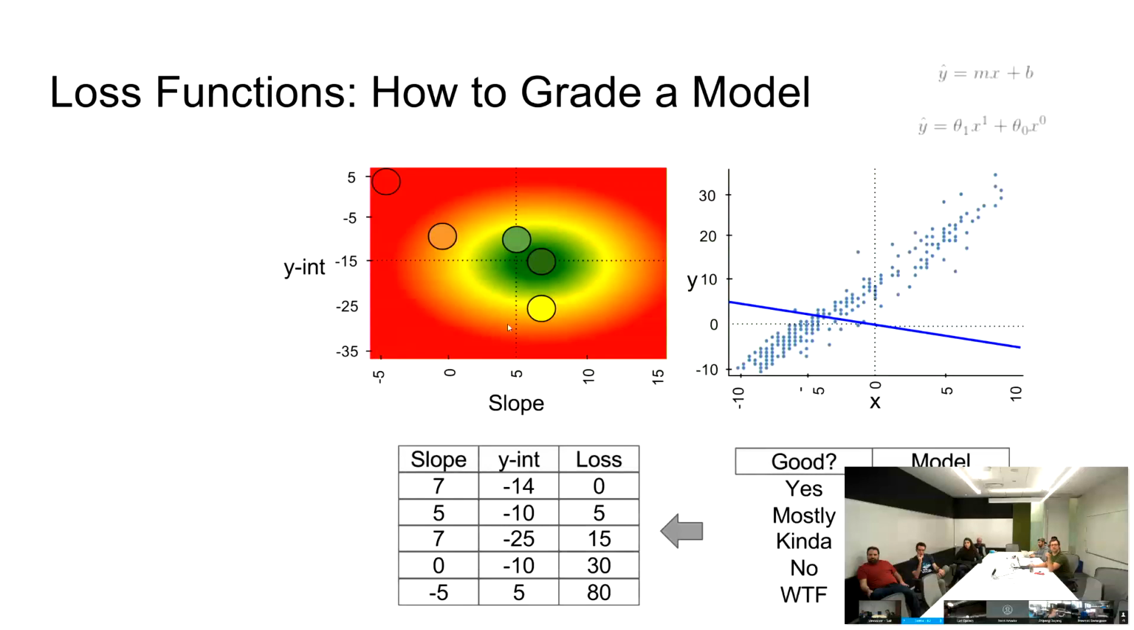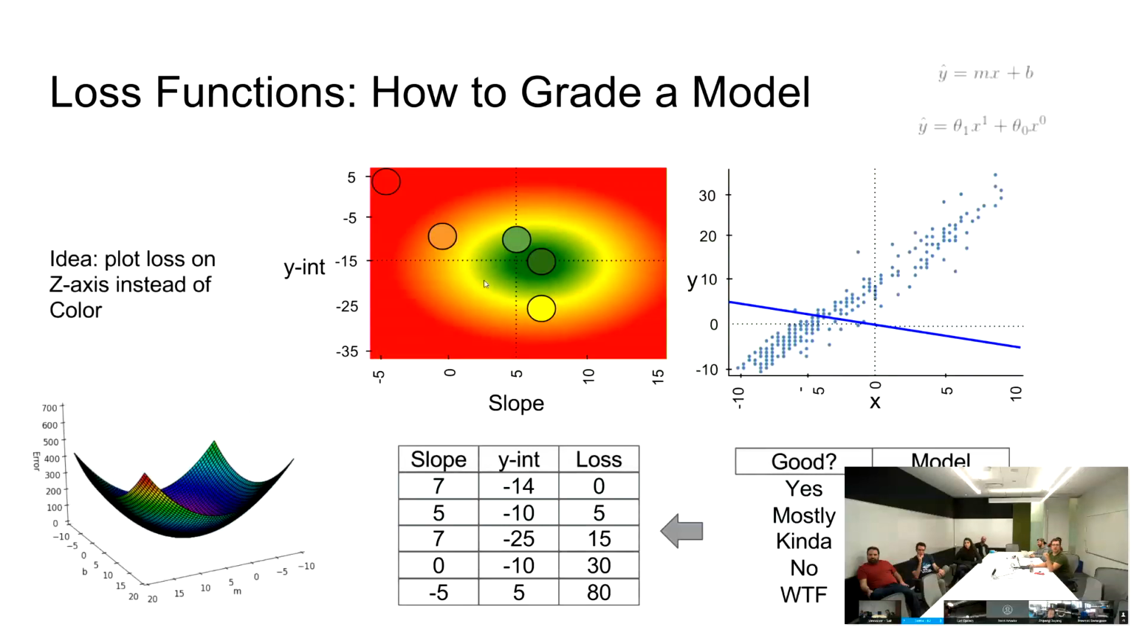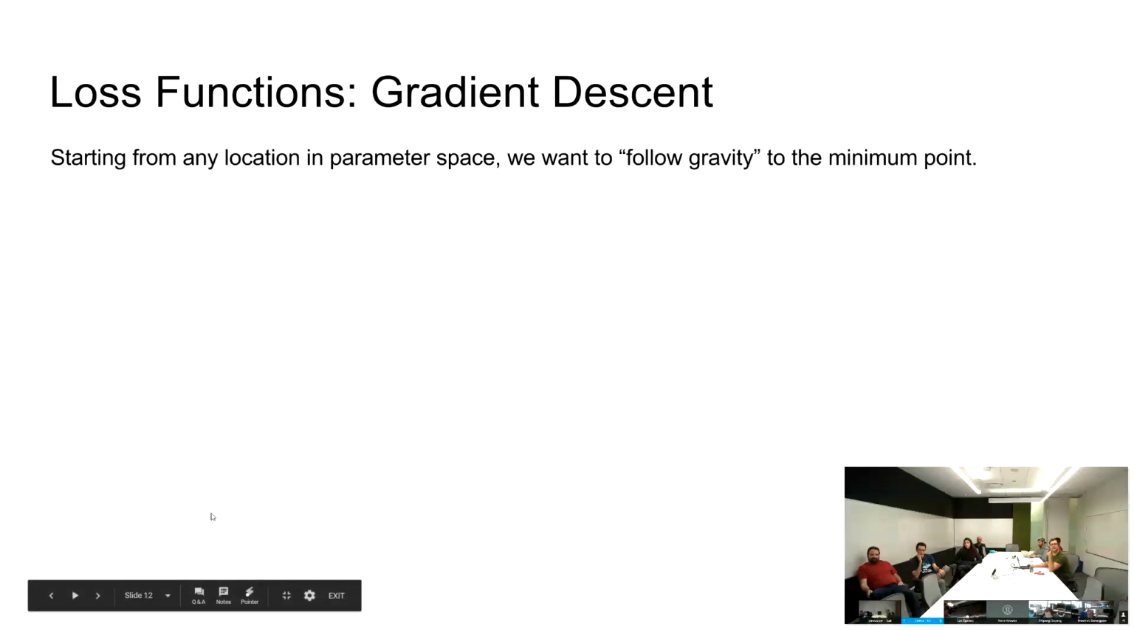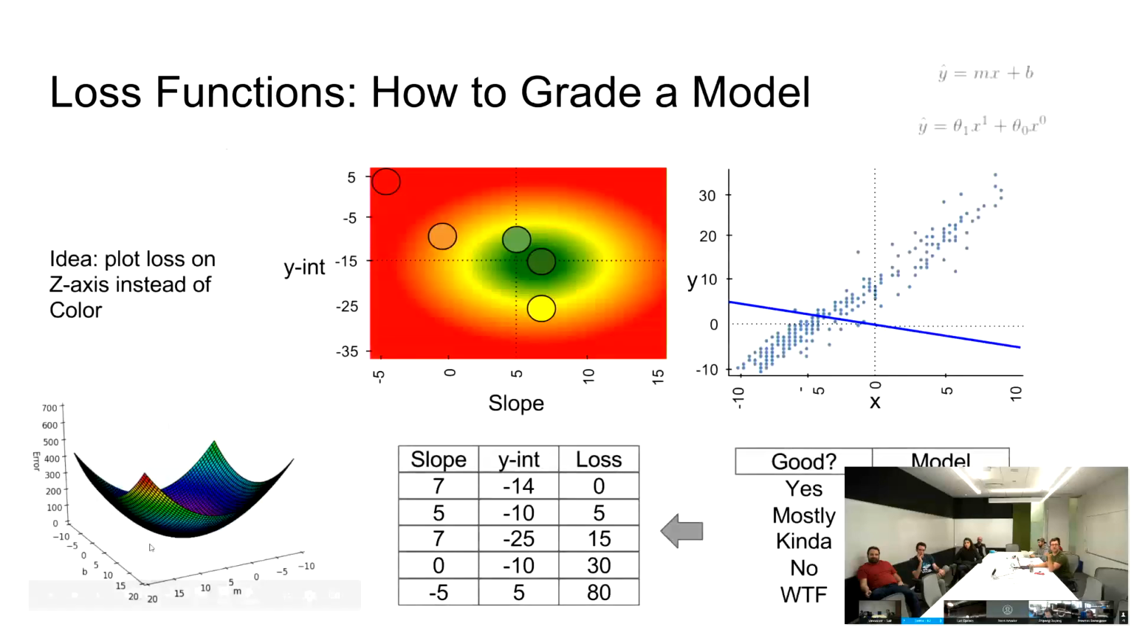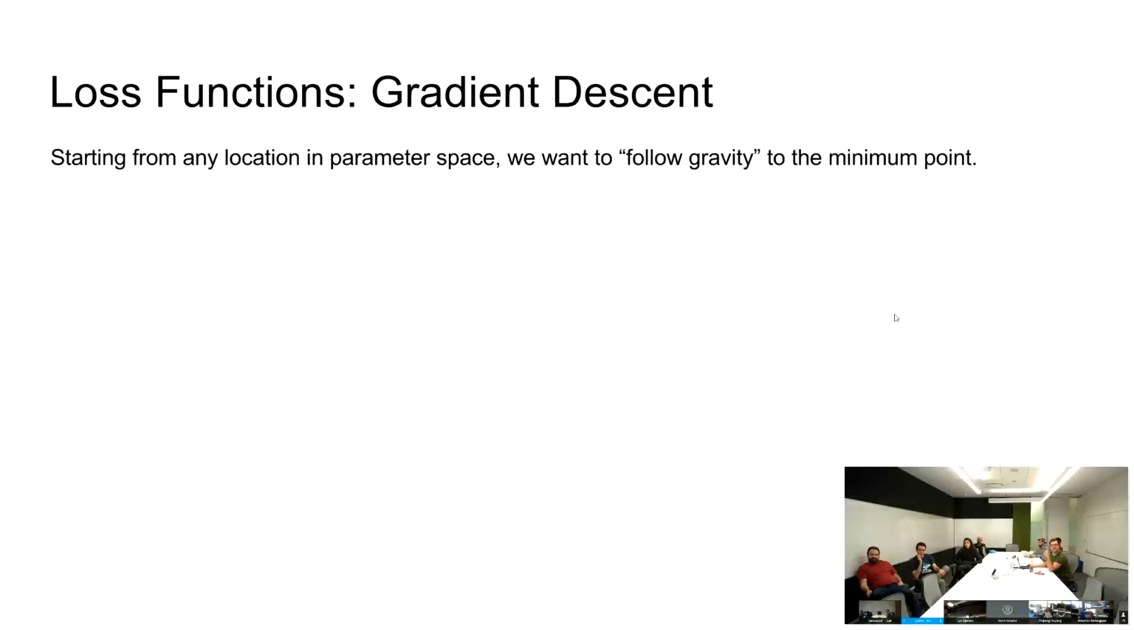So this is your total loss surface. And instead of putting loss on color, you can put loss on the z-axis, and you start to see a shape that looks like this. This is called the loss surface, and this is what gradient descent takes and tries to improve on. So the idea is that there's a way to automate moving around in this loss surface to find the best model over here, and that's called gradient descent.